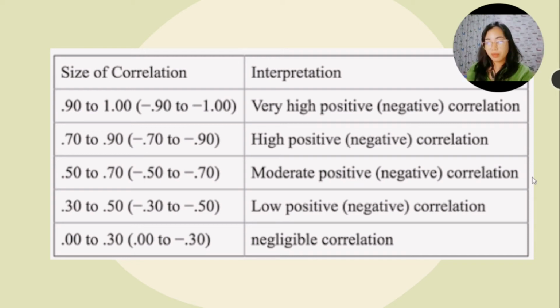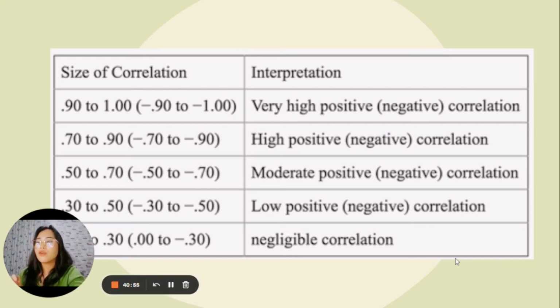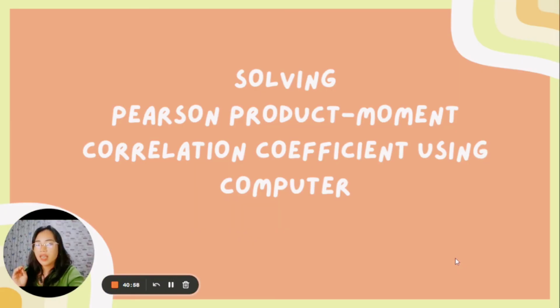You just have to remember that you have to get those values. You plot them correctly on the table, get the product of xy and the squares, and afterwards just substitute the values you have from your table into the formula of the Pearson product correlation coefficient. So it's simple. It's really simple. What is even easier is looking for the correlation value using the computer.